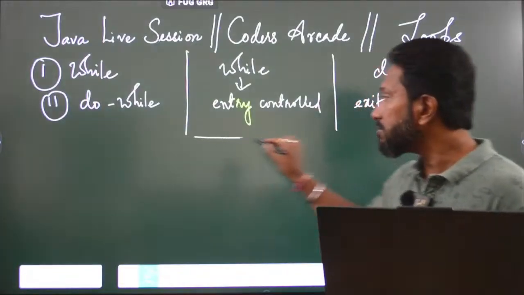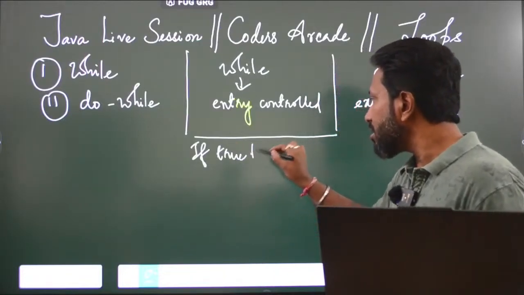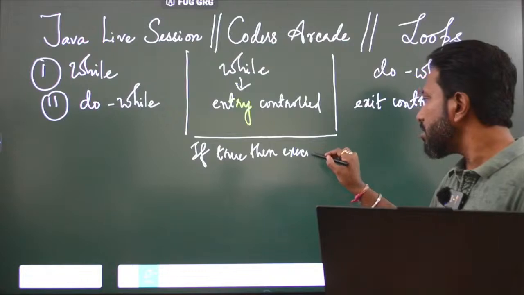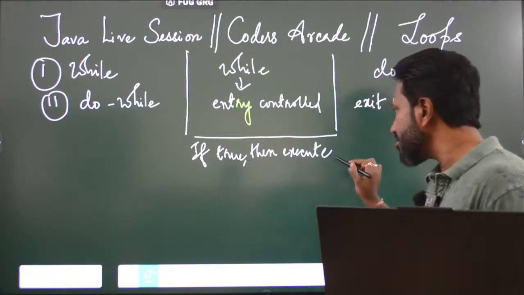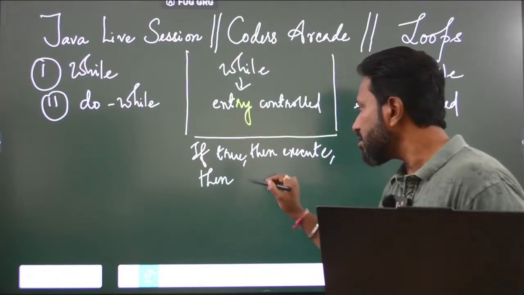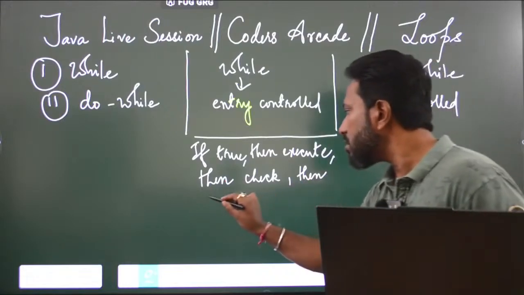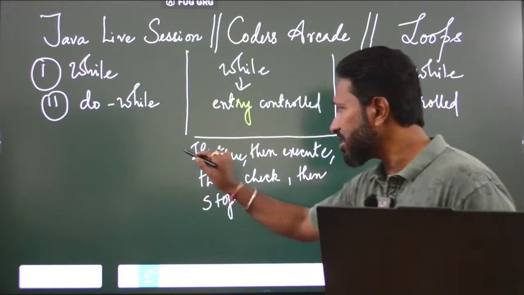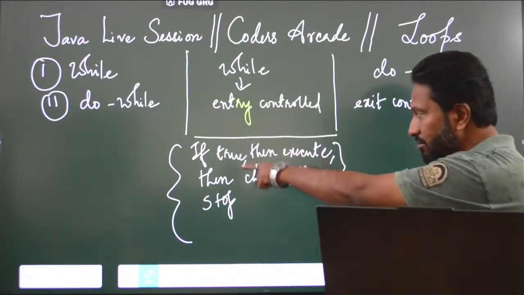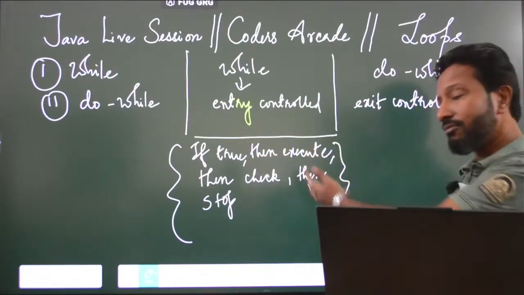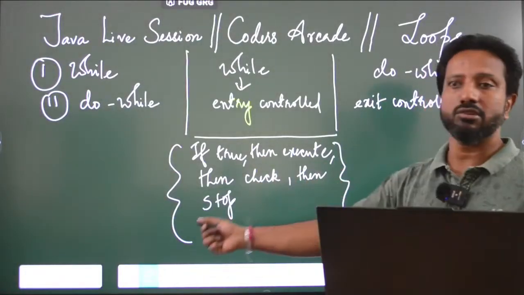In simple terms, you can say this: if true, then execute, then check, then stop. If the condition is true, then enter the loop, then check the condition. If it is still true, keep on doing, or else stop. Something like this.